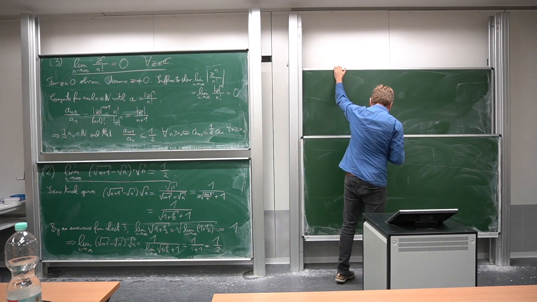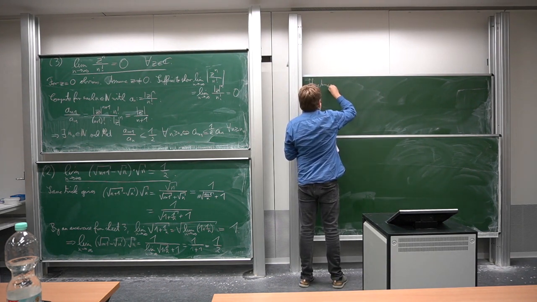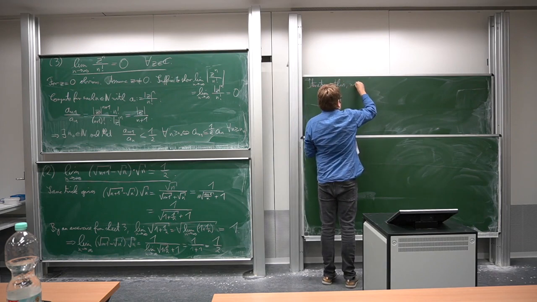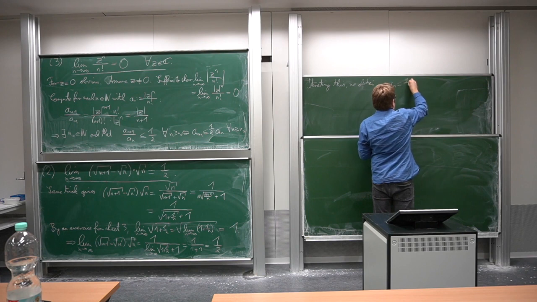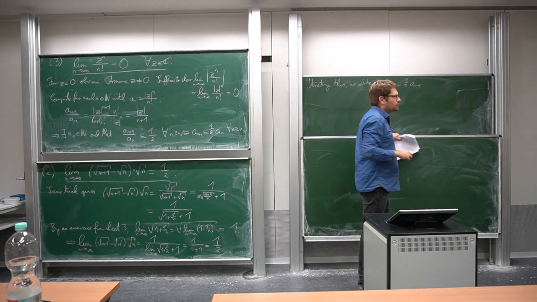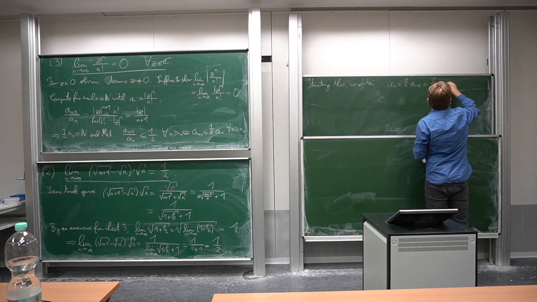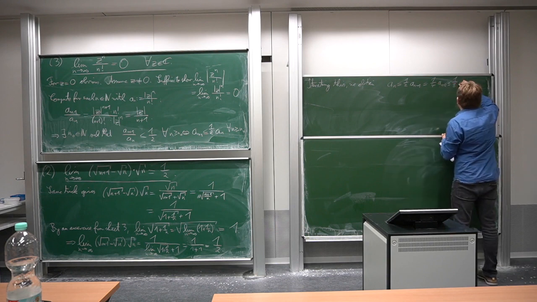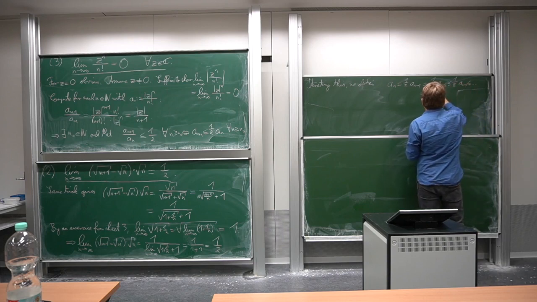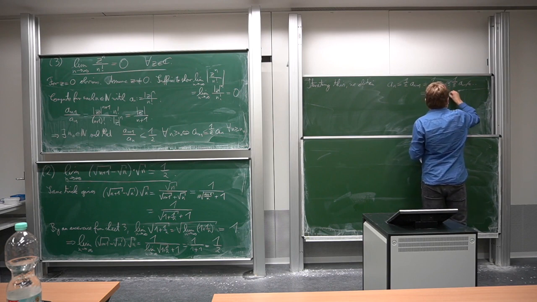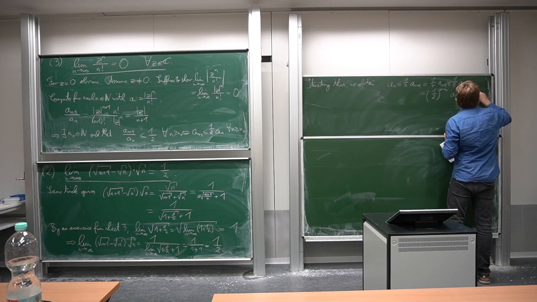Iterating means using something again and again. Iterating this, we obtain a_n is smaller than or equal to 1/2 a_(n-1). Doing this again, we can estimate a_(n-1) by 1/2 a_(n-2), so this is smaller than or equal to 1/4 a_(n-2). Using this again, smaller than 1/8 a_(n-3), and so on until we reach n0. This gives smaller than or equal to 1/2 to the power of n minus n0 times a_(n0), for all n bigger than or equal to n0.